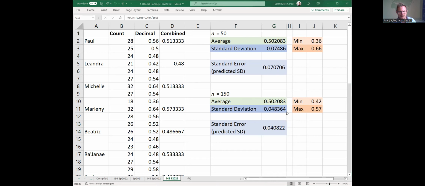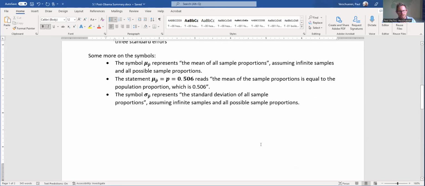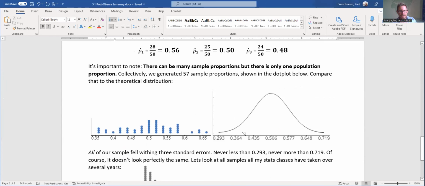Going back to that document. The symbol, this is what we just talked about. This is the standard deviation of all sample proportions, assuming infinite samples and all possible sample proportions. Just going to look this over and make sure if there's anything else I wanted to see.